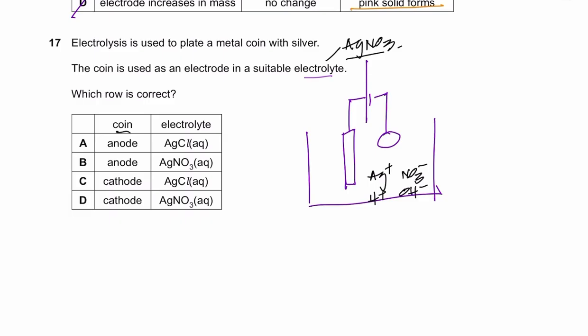Now the coin should be at the cathode because you want the positive ions to be attracted to it, and unlike charges attract. So anode and anode are wrong. They should be at the cathode, the coin. And electrolyte AgCl is not aqueous. They've just written it here to confuse you. AgCl is a white precipitate.